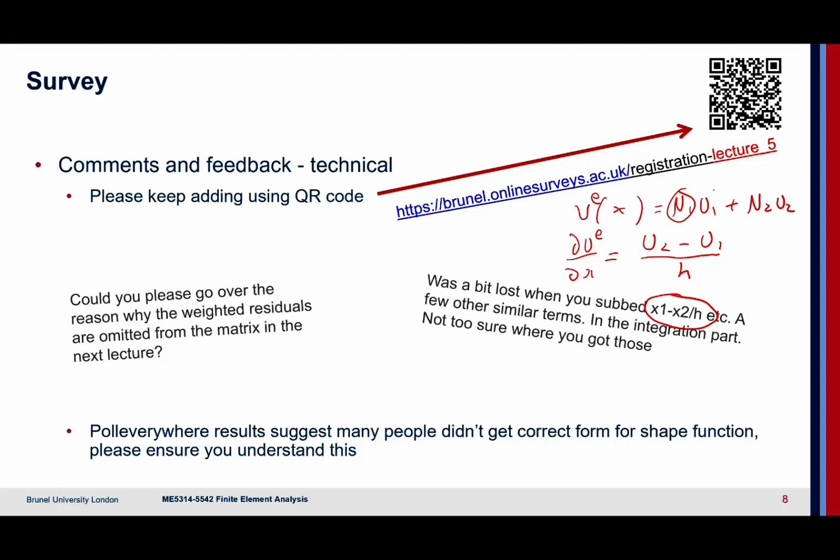And the way we get this is actually by taking the derivatives of each of these n terms. So these n terms individually, for example, n1 is equal to x2 minus x over h. So the derivative of this, dn1 by dx, equals minus 1 over h. Same process for n2. So dn2 by dx ends up giving us 1 over h. And then we substitute those into this expression for the derivative, and we end up with this.